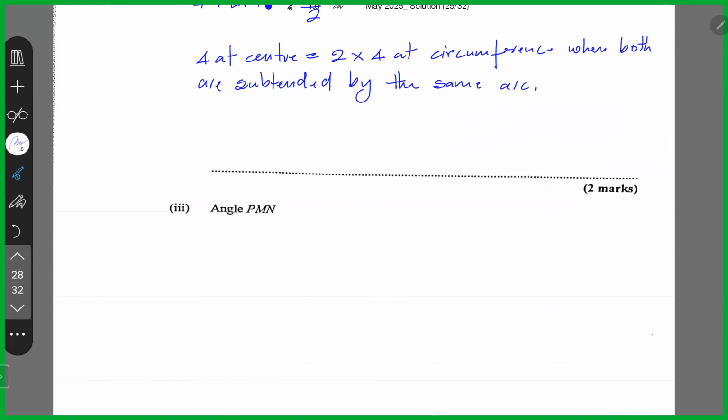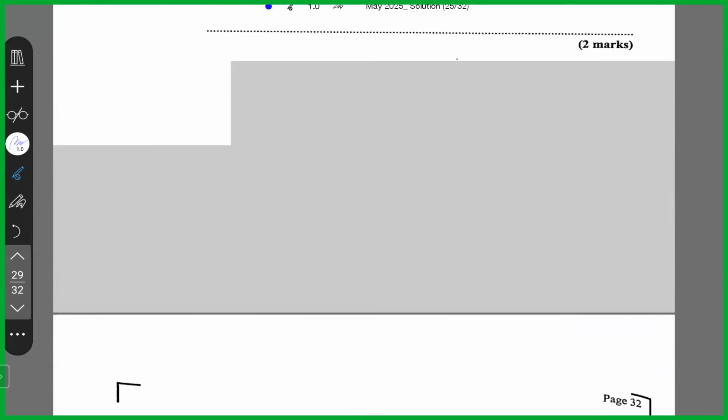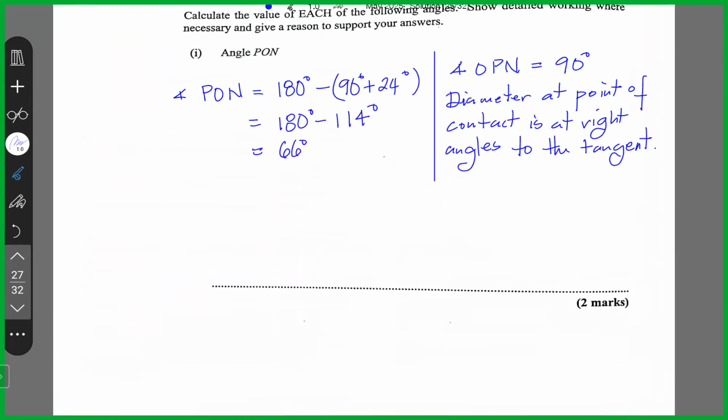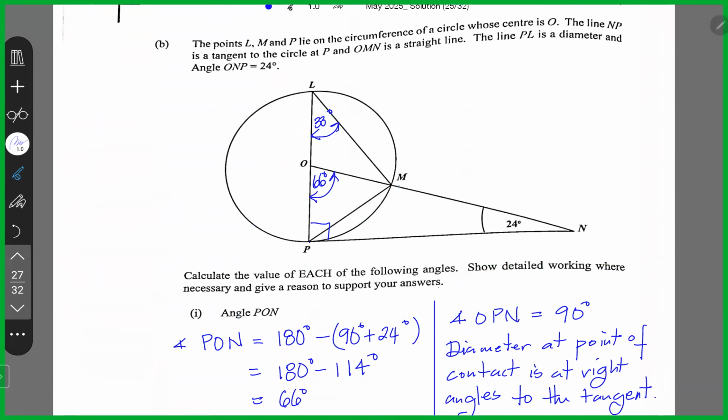Angle PMN. Let's identify it. PMN. That's this angle here. We need this angle. All right. How am I thinking I'm going to find that now? I'm going to use the fact that this angle is 33 degrees and that the angles in a triangle add up to 180 degrees.